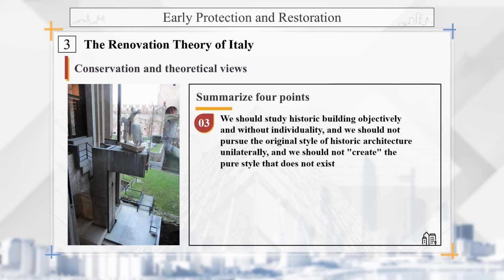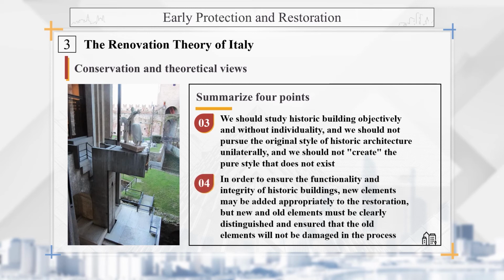Thirdly, we should study historic buildings objectively and without individuality, and we should not pursue the original style of historical architecture unilaterally, and we should not create a pure style that does not exist. Fourthly, in order to ensure the functionality and integrity of historic buildings, new elements may be added appropriately to the restoration. But new and old elements must be clearly distinguished and ensured that the old elements will not be damaged in the process.